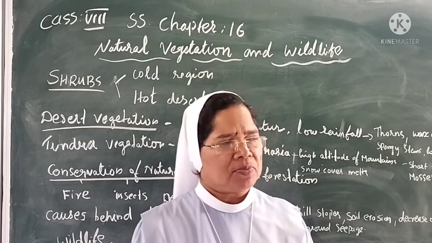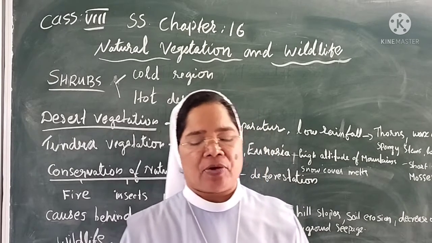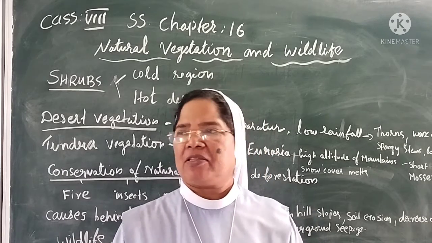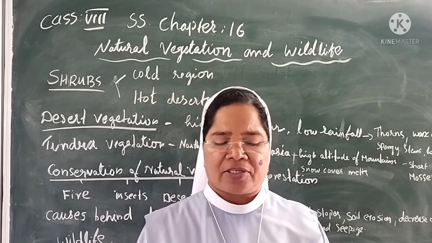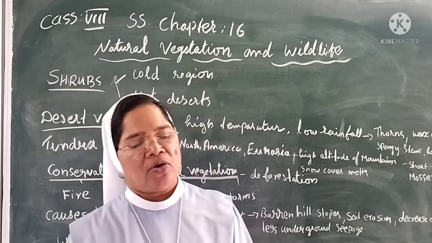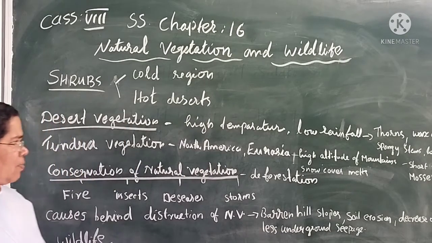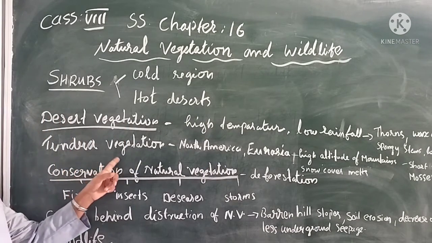There are some plants you may have seen. Thorny bushes, cactus and horse grass are the main vegetation found in that region. Now let us go to the second point, the tundra vegetation.